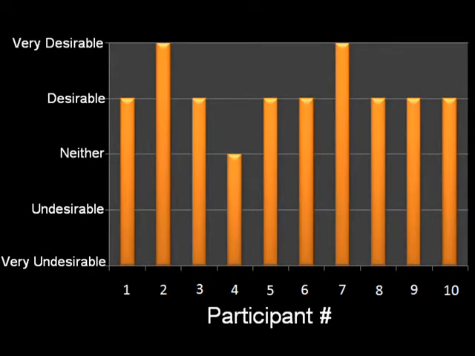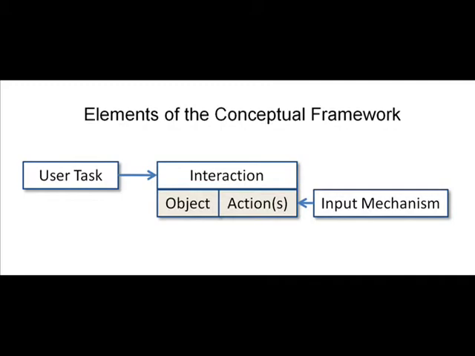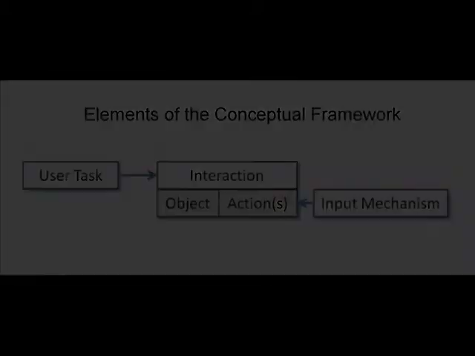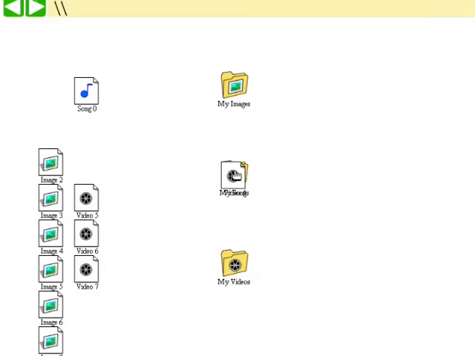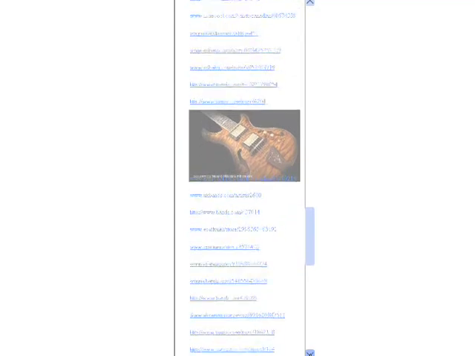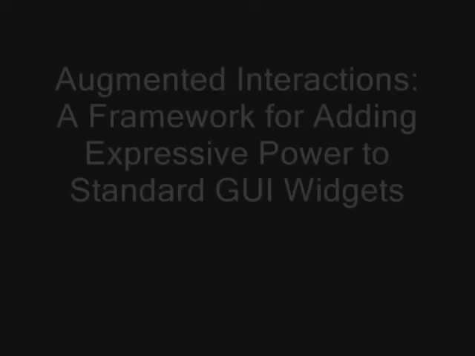Results from a qualitative study indicate users want more powerful widgets, with 9 of 10 users saying that the added functionality was desirable or very desirable. The Augmented Interactions framework aids in the design, generation, and comparison of more powerful WIMP interactions. Using this framework, the power and expressivity of existing interactions can be increased without removing familiar functionality from WIMP interfaces.